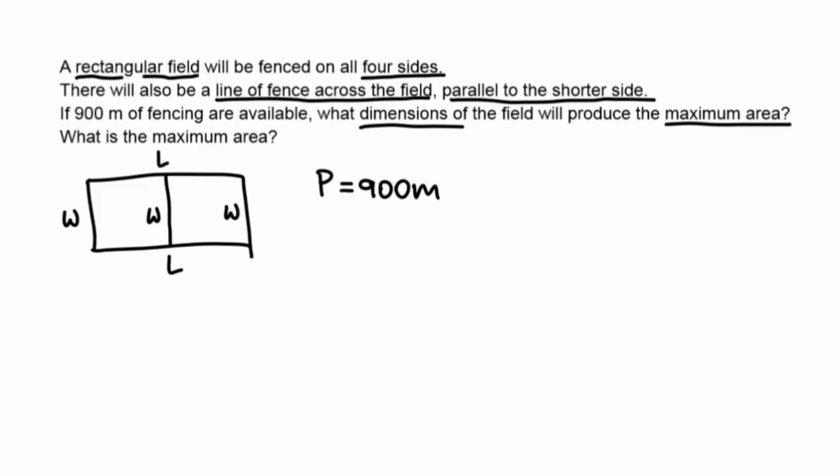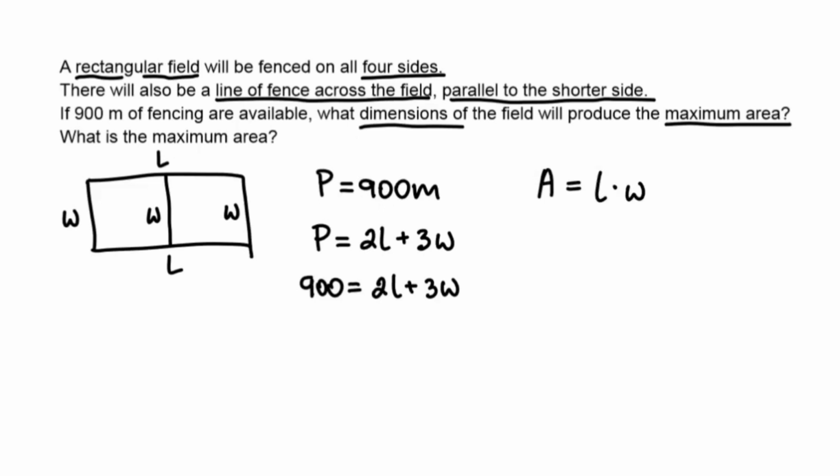So we have to deal with 2 formulas here. First one is the perimeter. The perimeter of any shape is the sum of all sides that are being enclosed. In this case, we have 2 lengths plus 3 widths. We also know the value for the perimeter, so we can write it out like this. However, we're not really solving for the perimeter. We're trying to find the area, right? The area of any rectangle is length times width.